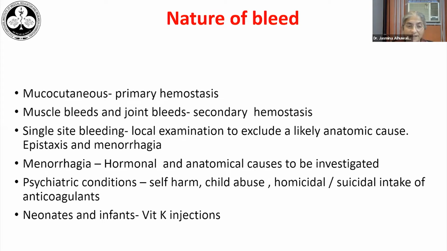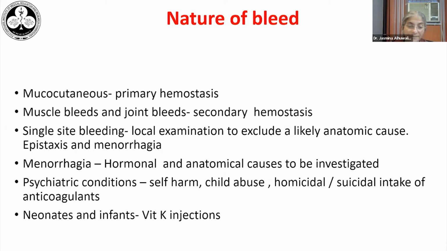If there is a single site of bleeding, it's imperative that a local examination be done to exclude a likely anatomic cause, and this is especially true for epistaxis and menorrhagia. If there is menorrhagia as the presentation, then a hormonal workup also needs to be done to exclude those causes before we undertake extensive coagulation testing.